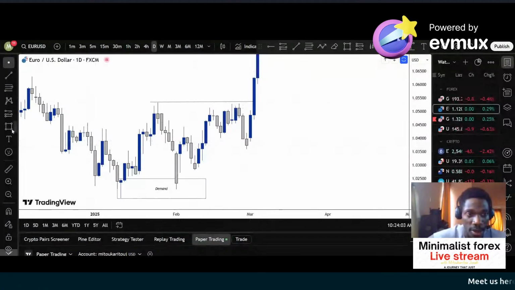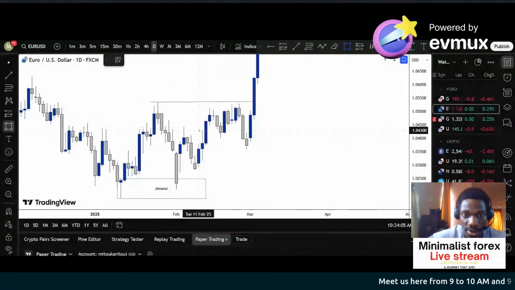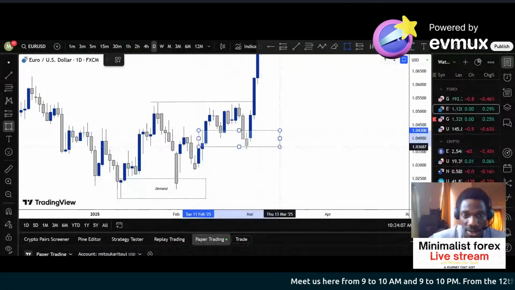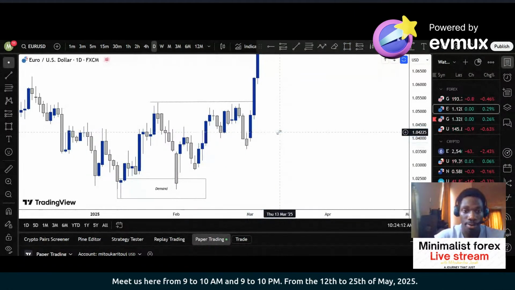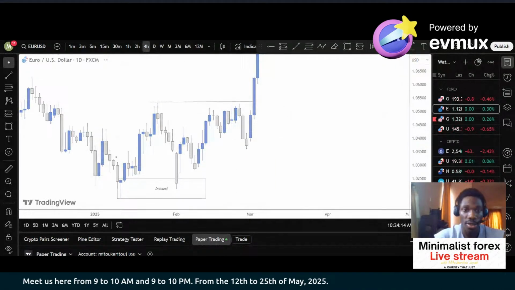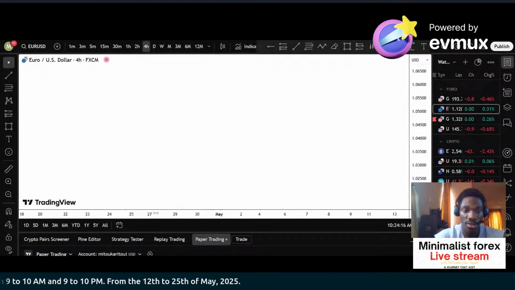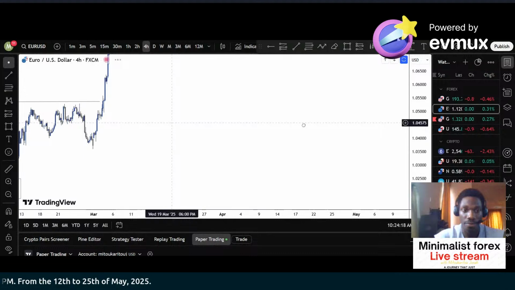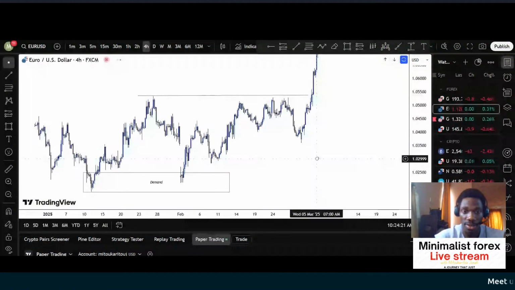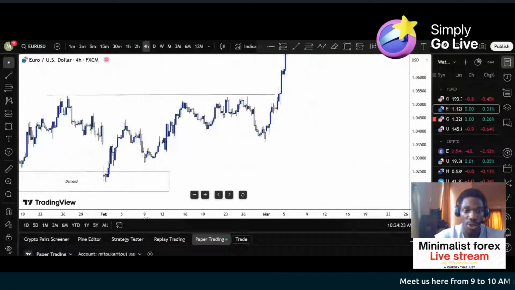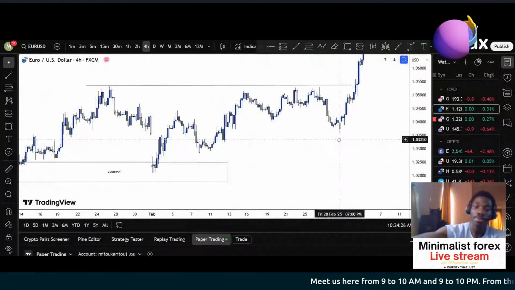All right. And I can already see where demand is. You can already see where demand is. But this is too blocky. This is the daily time frame. I'm just going to go down to lower time frames. H4 first. Okay. See how choppy it is.